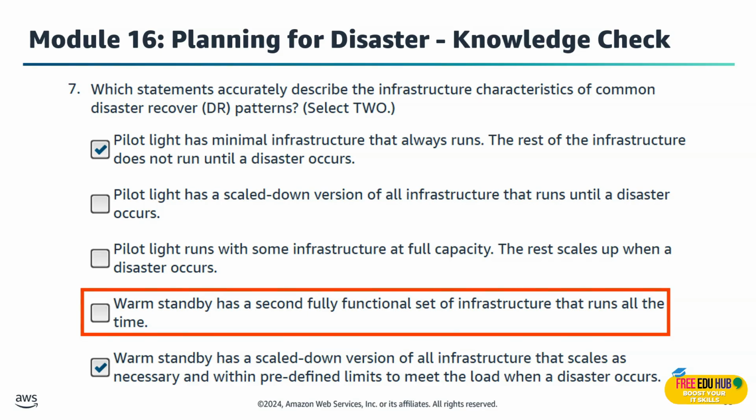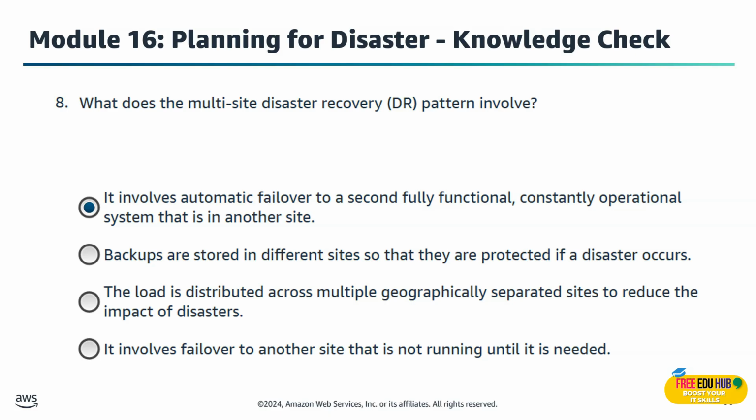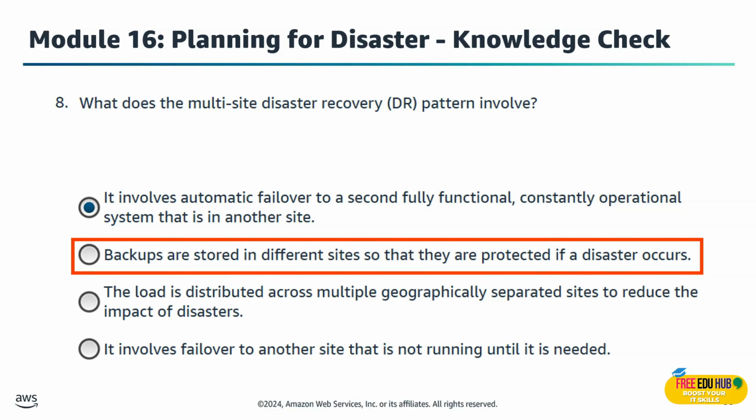Question number 8 asks: what does the multi-site disaster recovery pattern involve? It involves automatic failover to a second fully functional, constantly operational system that is in another site. So multi-site means that production grade capacity exists in more than one location and traffic can shift automatically between them.